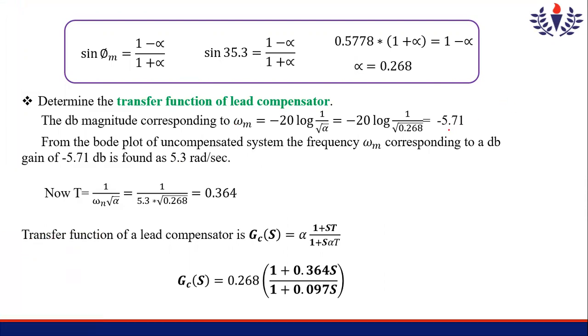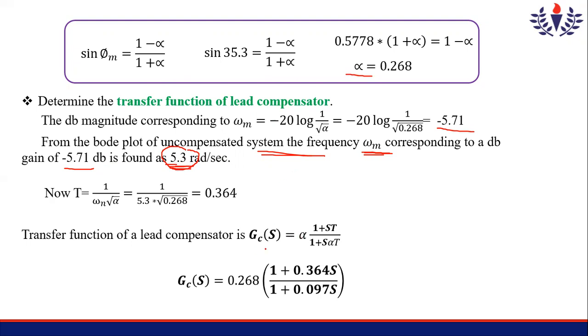Yeah, this is the dB magnitude. At this dB magnitude, from the Bode plot of the uncompensated open loop system, we are finding the frequency at this gain is 5.3 radians per second. Once we know this omega n value and we know alpha, then we can design the lead compensator.